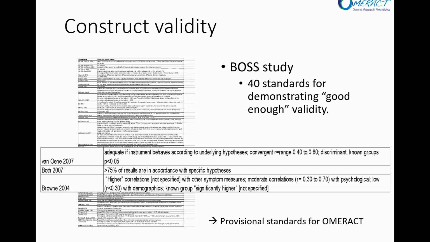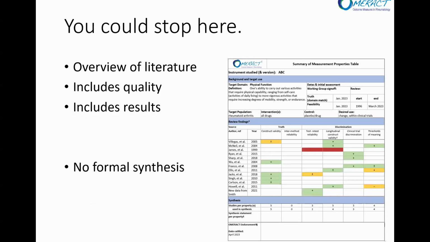Now, we did do a review of the literature on these different studies with a group called the Best Outcome Selection Study group, and we found over 40 standards for what would be considered good enough construct validity. And I've just blown up some here to show you that it's quite variable how it's deemed to be good enough in the literature, but it was based on these standards that we came up with the provisional set for OMRAT. So you could stop here. You have an overview of the literature. It includes quality. It's including the results now, but there's no formal synthesis at this point in time.